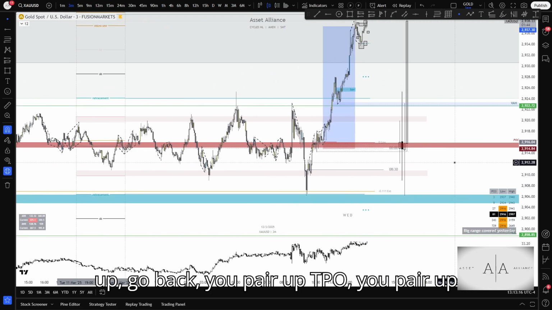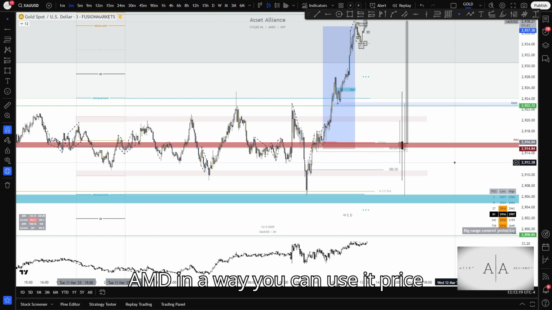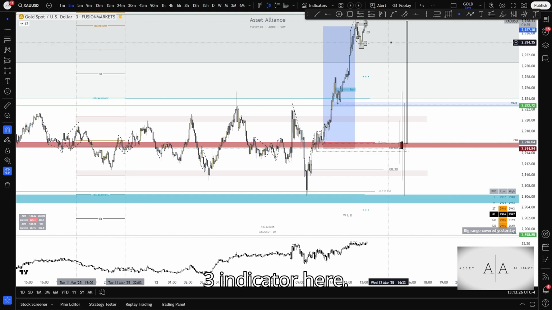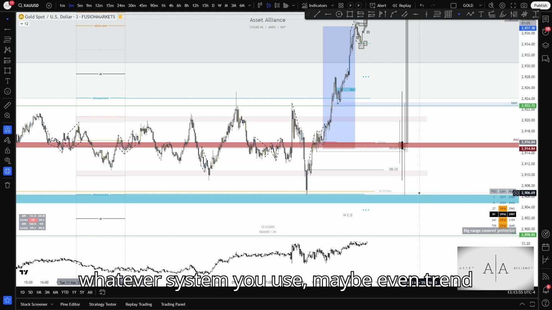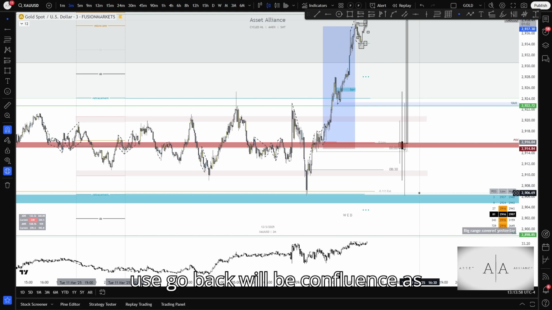If you pair up Goldbach, you pair up TPO, you pair up AMD in a way, you can use it price based. So like the one I showed you, 830 or midnight, or the HTF PO3 indicator here. But there's really lots of ways to trade with OSTDV. And there's lots of ways to trade with TPO, whilst Goldbach is a fixed range. So that range is only there for confirmation. A lot of people would be using Goldbach as a single system, as a single entity. But the optimal way of using it is through pairing timings, pairing whatever system you use, maybe even trendline breaks, right? Whatever system you use, Goldbach will be a confluence as to why take the trade, right?